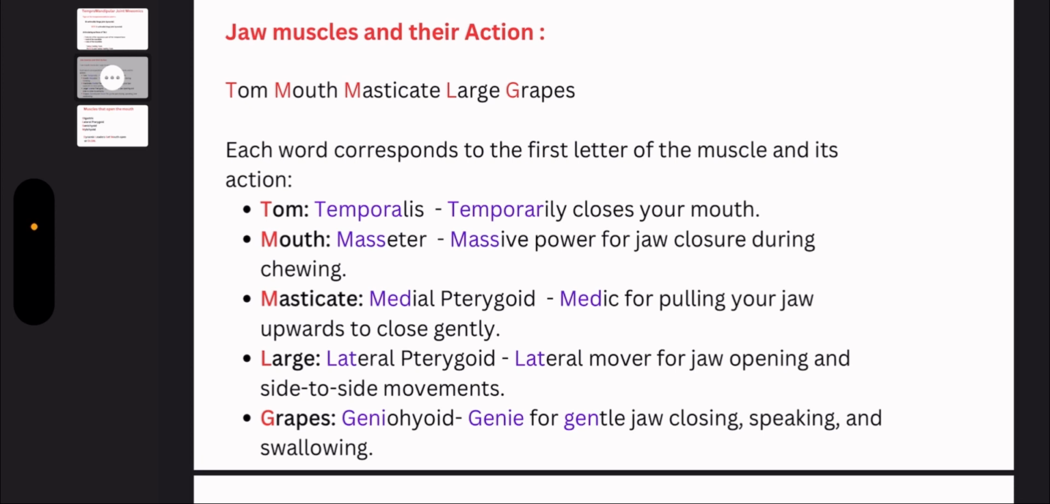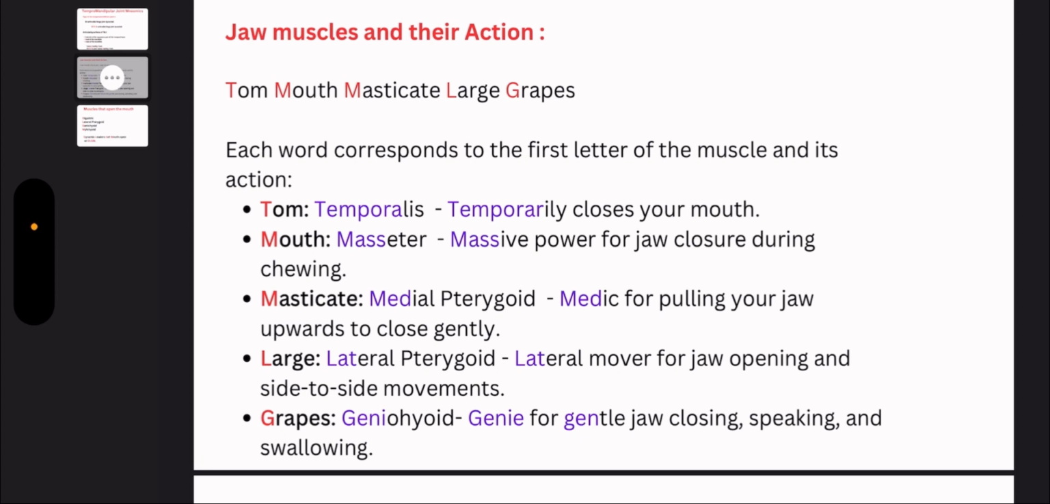The letter L in the word large corresponds to lateral pterygoid. What does lateral pterygoid do? From the word lateral pterygoid, it's lateral move for jaw opening and side to side movement. So when you move your jaw side to side, you move it laterally, right? So it's the lateral pterygoid.